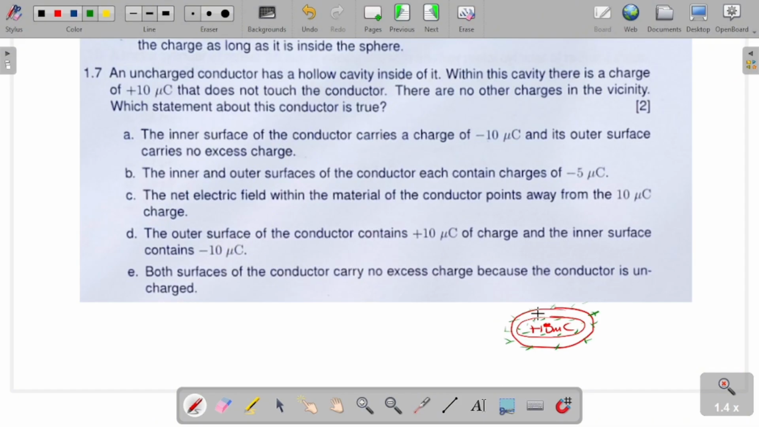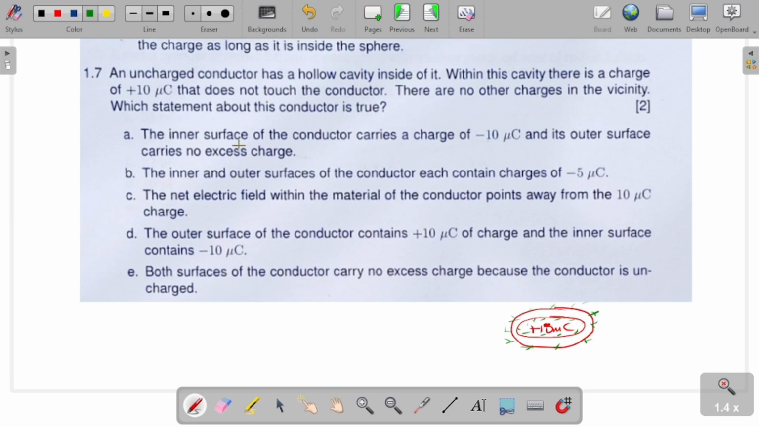Now, in between, there is no charge. Why? Because charge sits on the surface of a conductor. It does not sit inside. Remember that. Except this one that you put here. This one that you put inside, it won't fly away. This is just the distribution, the induced charges.